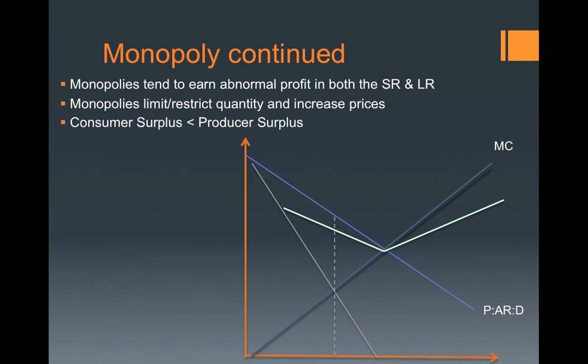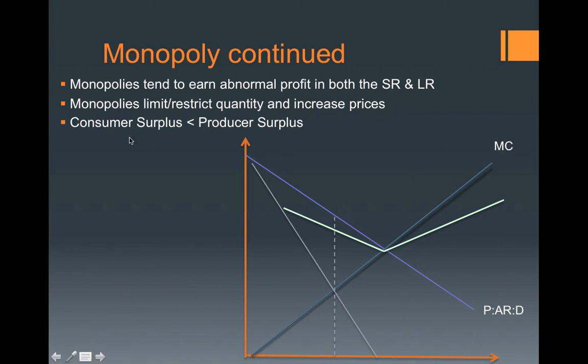Let's talk a little bit more about monopoly. As we mentioned a moment ago, monopolies tend to earn abnormal profit in the short and long run. This monopoly is earning a lot lower profit, but it's still earning abnormal profit. This is probably true because they can keep out competition. Nobody comes in and forces them to lower their prices.